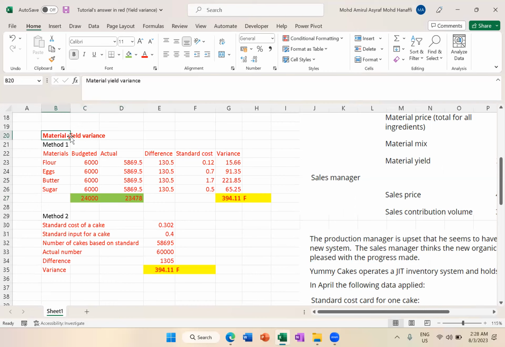So material mix is about input only, while material yield is about output, but output in relation to input. That's why when you use the table method, first things first, you need this total figure in the green boxes, or rectangles as we call them. There must be input, either budgeted input or actual input, to produce the actual output. Okay, so one by one.